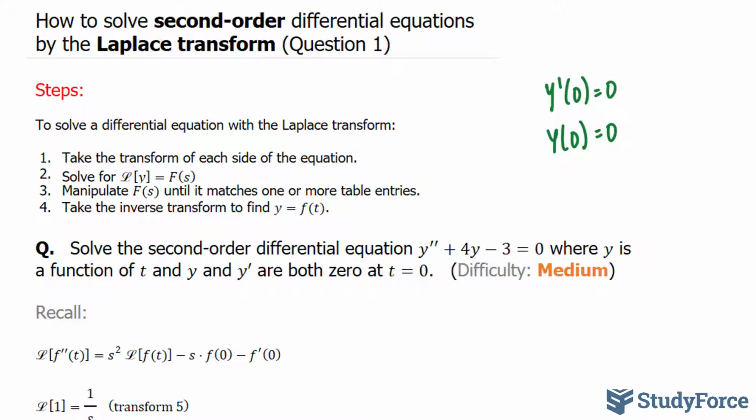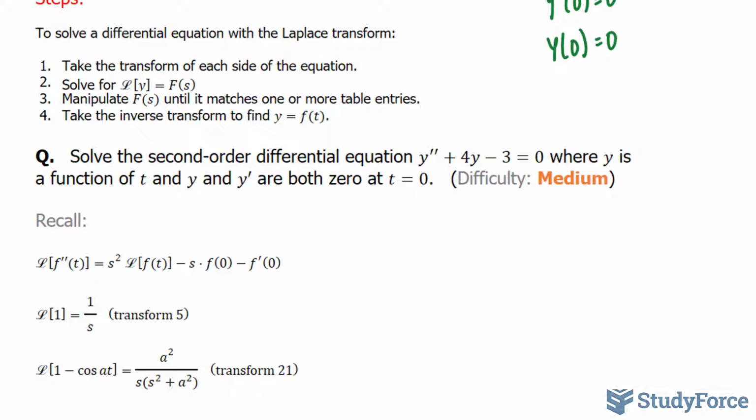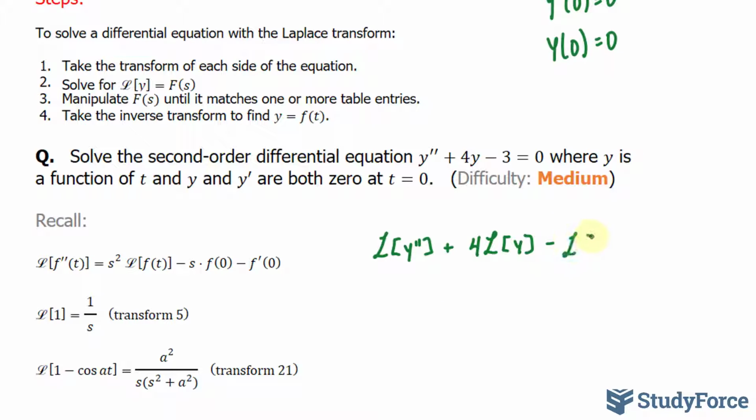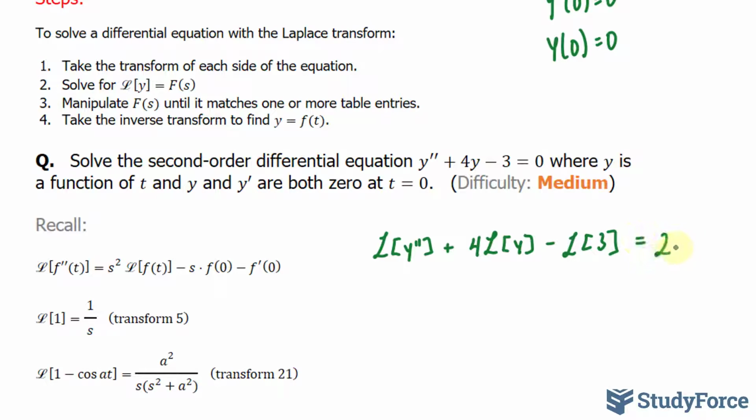The first thing that I will do, according to these steps, is to take the transform of each side of the equation. So let's go ahead and do that. We have the Laplace transform of y double prime plus 4 times the Laplace transform of y. Notice that I removed this 4, which is supposed to be in here, outside, minus the Laplace transform of 3. This is equal to the transform of 0.